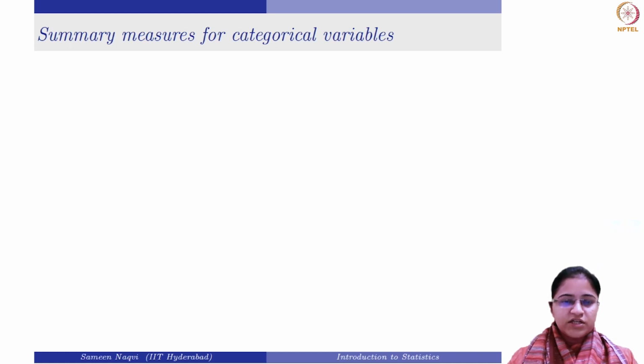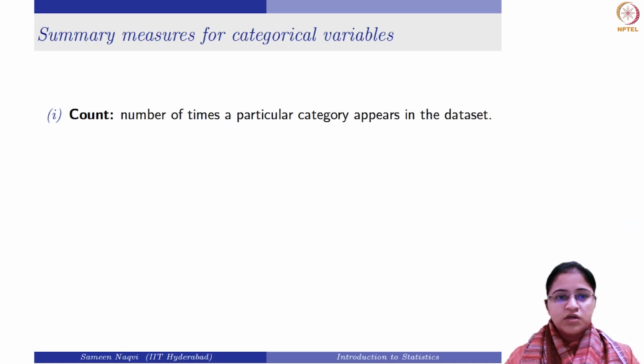You have collected the data from the class, but now you want to summarize that. In order to do that, you can begin with the count. So the first measure of a categorical variable is count, which is basically the number of times a particular category appears in the data set. For instance, with the eye colors, it will count how many times you have brown eye colors, then how many are black, and likewise.